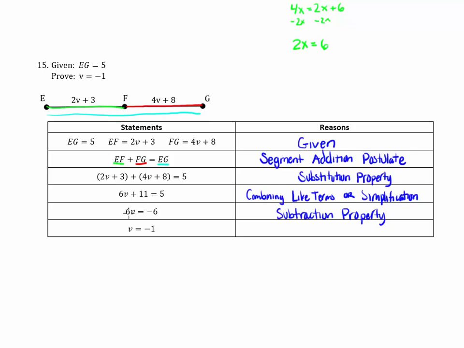And finally, we got 6V equals -6. What allows us to go from there to V equals -1? It looks like what we've done is divided both sides by 6. And in fact, that's exactly what's happened. And what allows us to do that? The division property. And that does that proof right there. We've now done all the reasons for the proof. They gave us the steps, we gave the reasons.